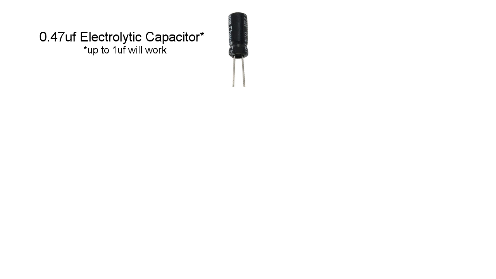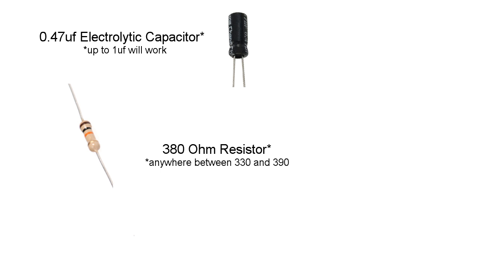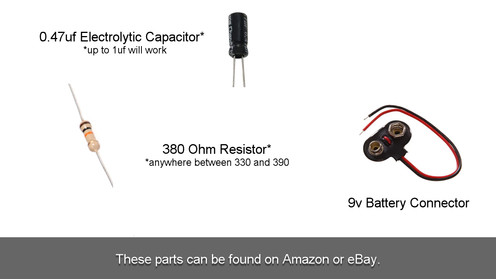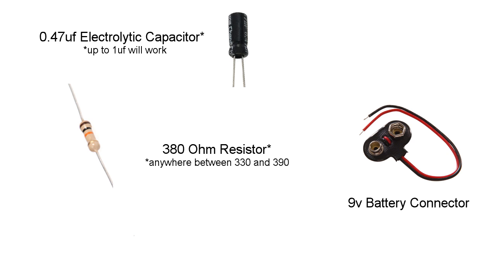Okay, so here's what you'll need if you're going to build a line voltage inducer. A 0.47 microfarad electrolytic capacitor, a 380 ohm resistor, and either one or two 9 volt battery connectors. If you have a North American Dreamcast, you'll want one battery connector. If you have a PAL Dreamcast, you'll need two. You'll also need some wire strippers or an X-Acto knife, and depending on how you're going to put this all together, you'll need either a soldering iron and some solder, and or some electrical tape.